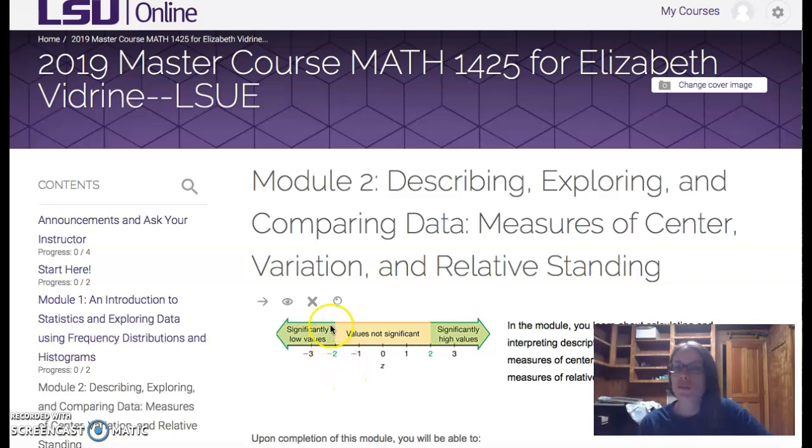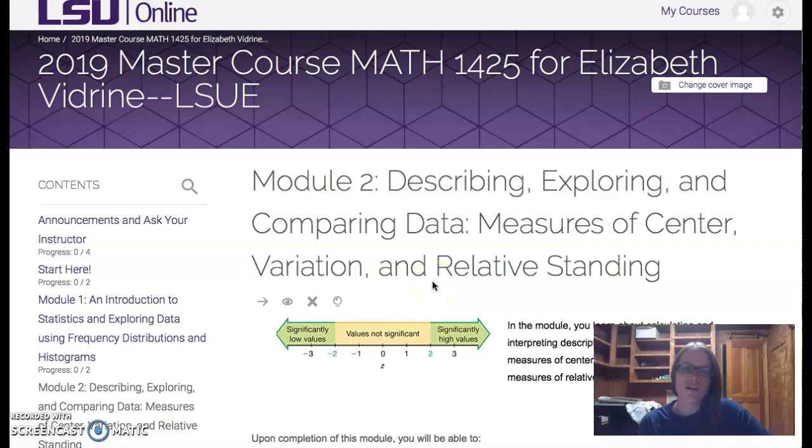You have measures of variation. The most important one is standard deviation, but you also have range and variance. And then we have measures of relative standing. We're going to look at percentiles, quartiles, and also z-scores, or standardized scores, which is another name for that.